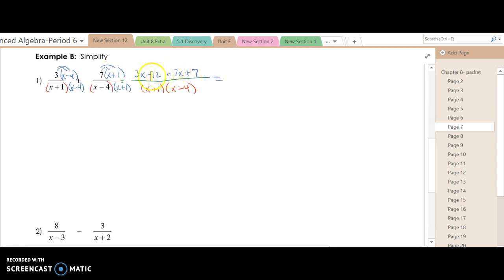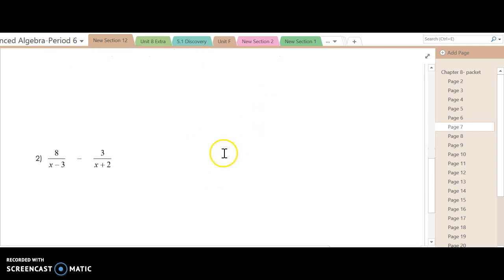So now I'm going to simplify this numerator. 3x plus 7x, and then negative 12 plus 7, and that would give me 10x minus 5 all over x plus 1 times x minus 4. Okay? So now you could FOIL out the denominator, but we're not going to make you do that right now.